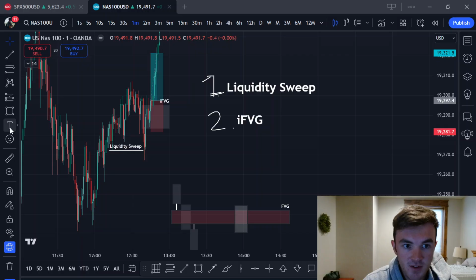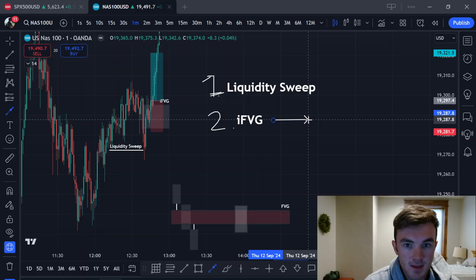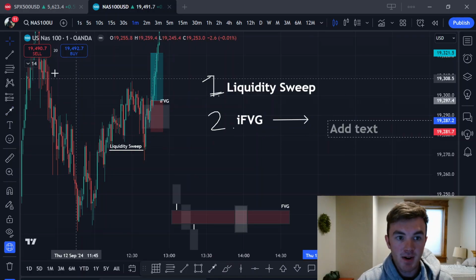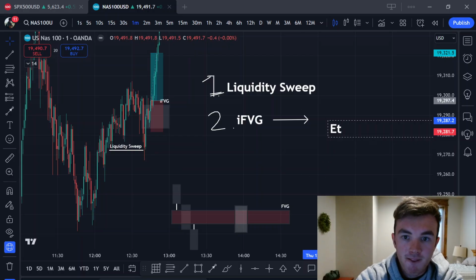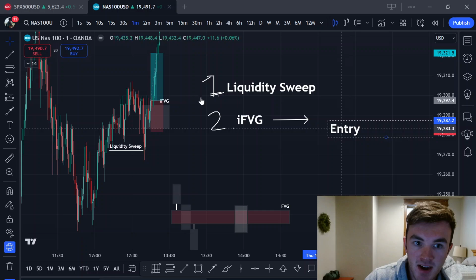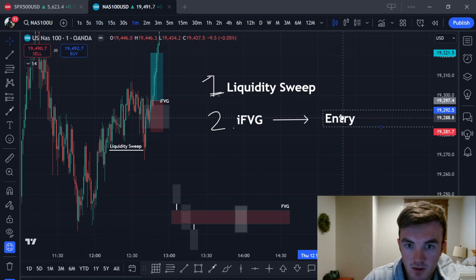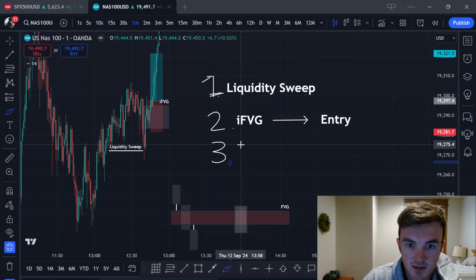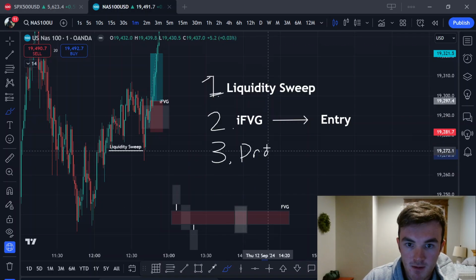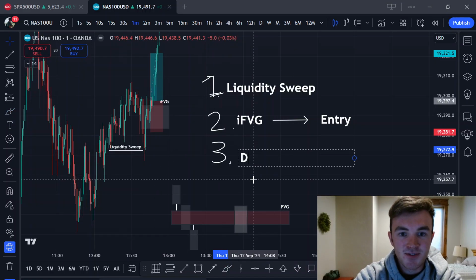So an inverse fair value gap, that's your entry. But before you can enter, you need to have some kind of target. And what is a target? A target is some kind of draw on liquidity. And I'll show you what I mean. So the third thing you need is some kind of draw. I'll type it out. Some kind of draw on liquidity.